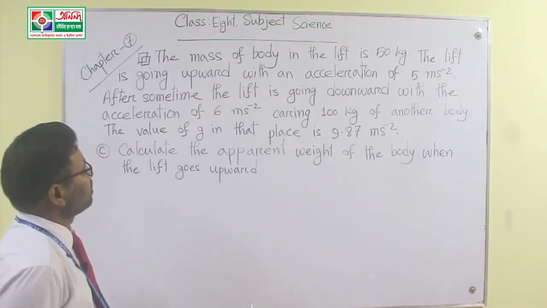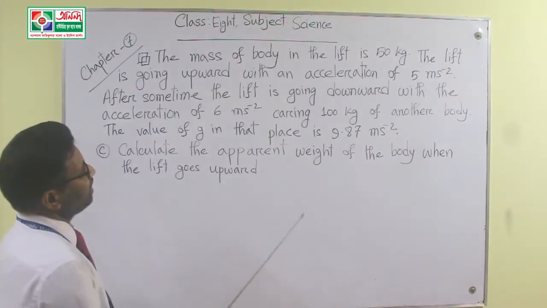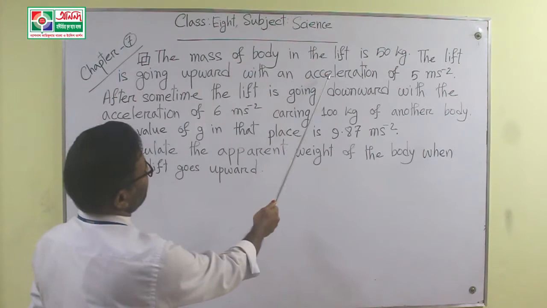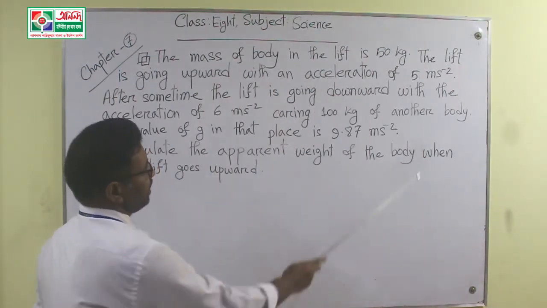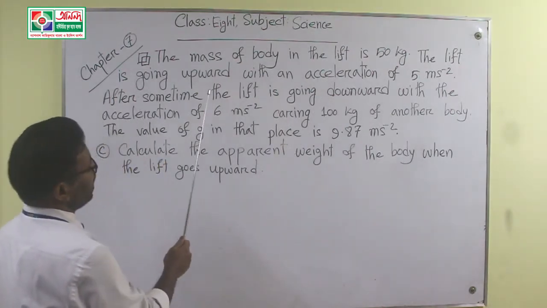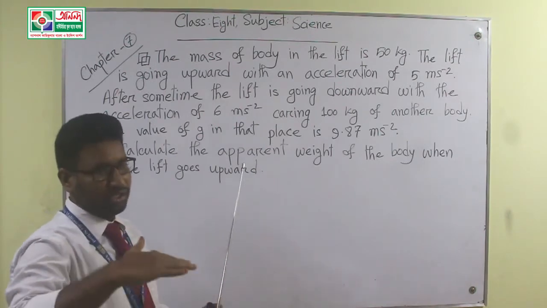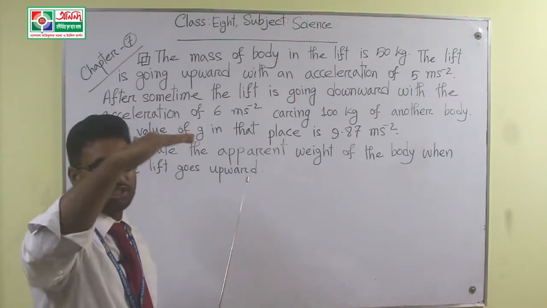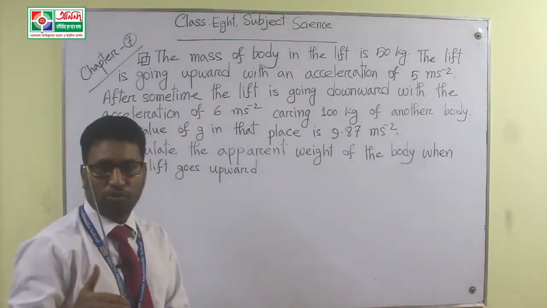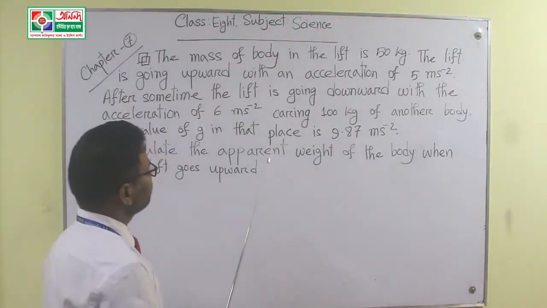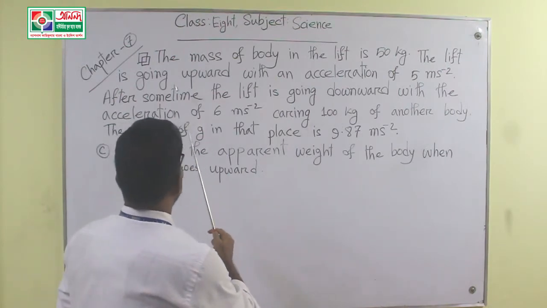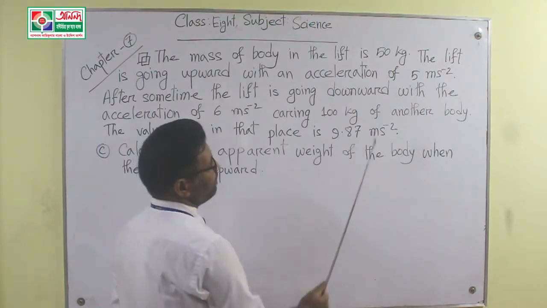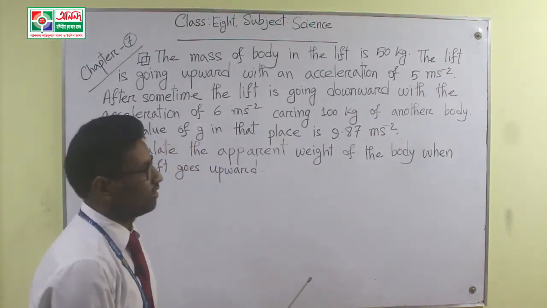The mass of the body in the lift is 50 kg. The lift is going upward, that means in the upward direction, Bengali meaning upore dike, with an acceleration of 5 meter per second square.